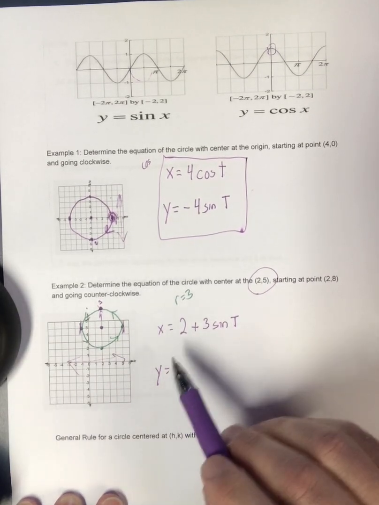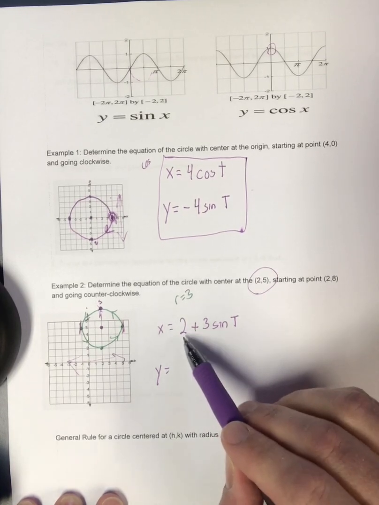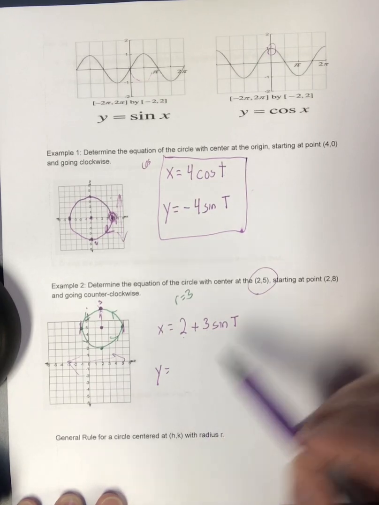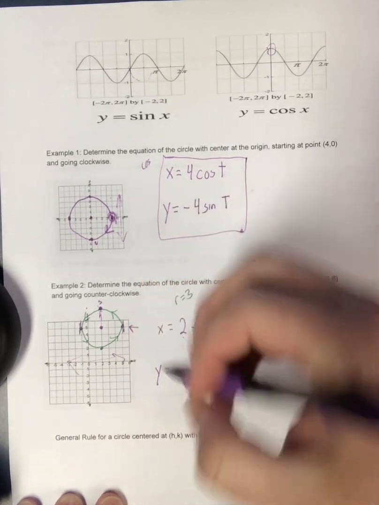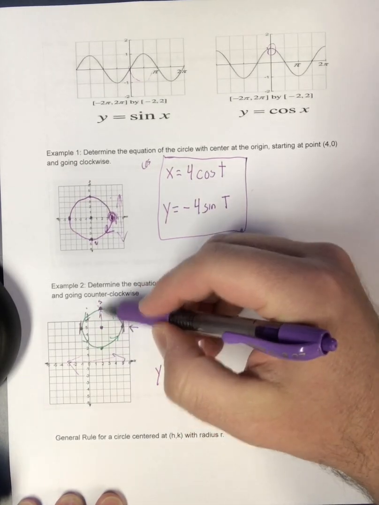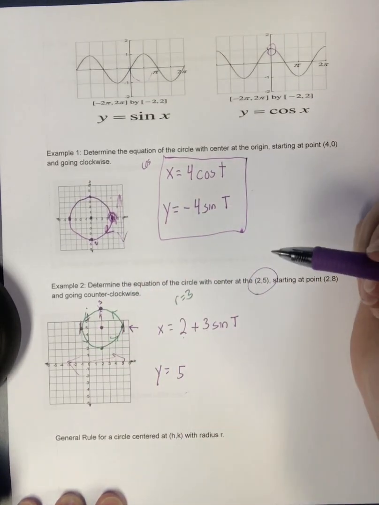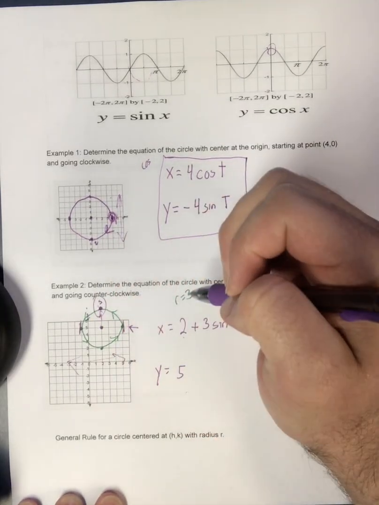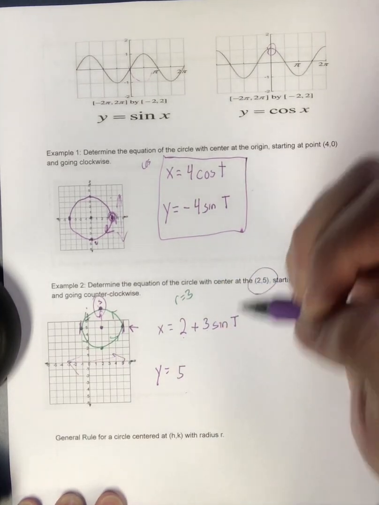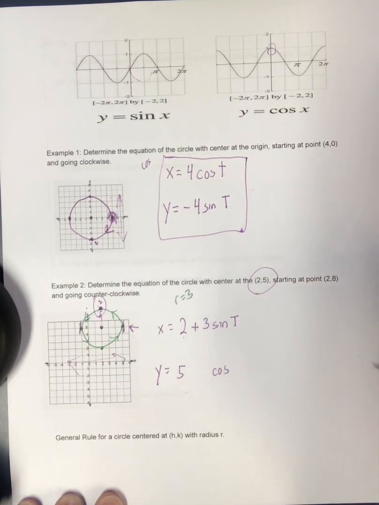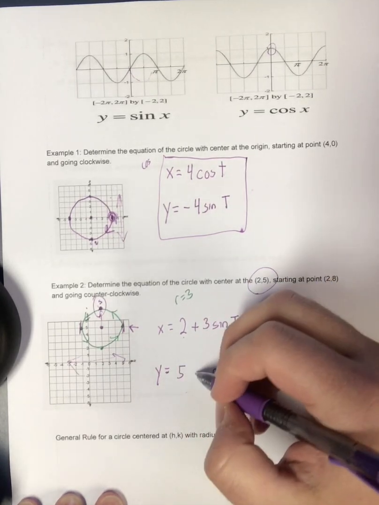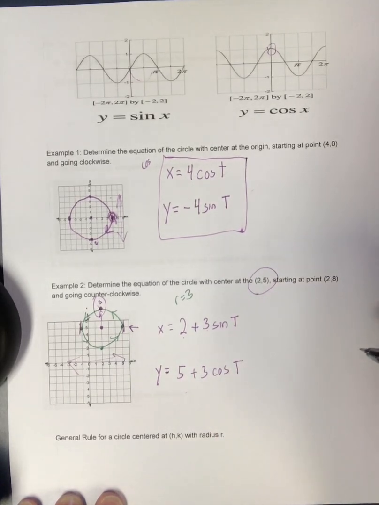Okay, so perhaps think about the pattern here. We had the center x value plus the radius times sine or cosine of t, and it's going to be something similar for the y. The mid y value is 5, so it's going to be 5 and then plus or minus something to oscillate it between those values. Now, as far as the y values go, it starts right here. That is the highest possible y value. If it starts at the highest possible y value, that is going to be a cosine function. So 5 plus 3 cosine t will get you that function.